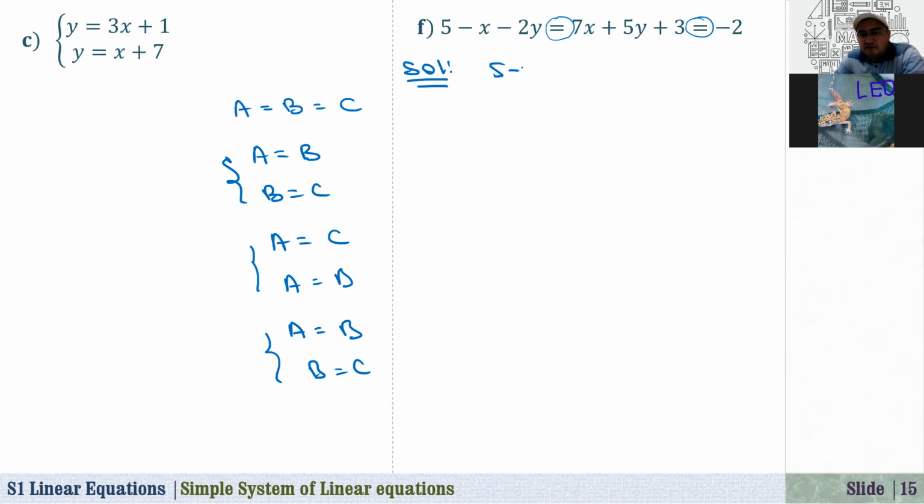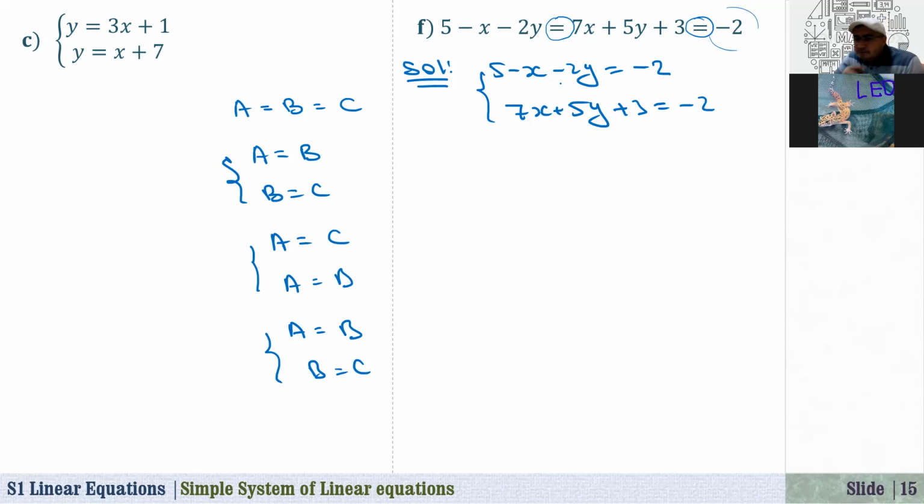So here we have 5 minus x minus 2y is equal to, here we have negative 2, right? So I'm just going to use A is equal to C. What is C? Here it is negative 2. So that's equal to negative 2. And also here we have 7x plus 5y plus 3 is equal to negative 2. Because they are all equal to each other, it doesn't matter which 2 equations I pick.